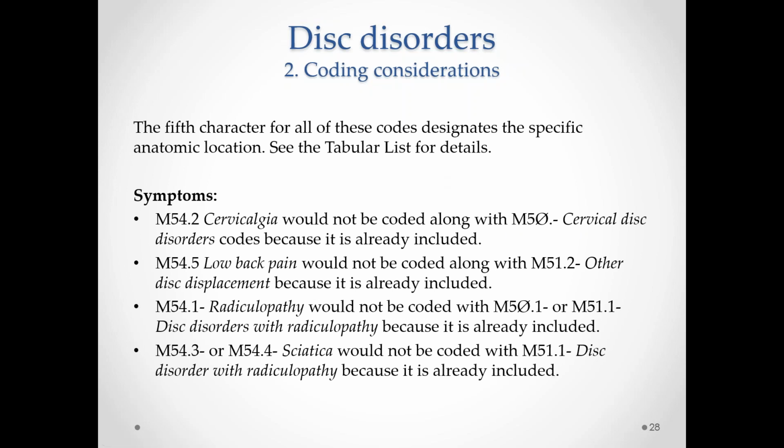If you coded a patient with cervical disc disorders, the guidelines tell us you don't also code for cervicalgia. Now, you and I might say, well, a patient could have a cervical disc problem without neck pain, but the guidelines say not to do it. Similarly, low back pain should not be coded along with other disc displacement in the low back, M51.2. Also, radiculopathy should not be coded with the codes that include radiculopathy in their description, because that would be saying radiculopathy twice. Sciatica should not be coded with M51.1 because they believe it's already included, sciatica and disc disorder with radiculopathy.